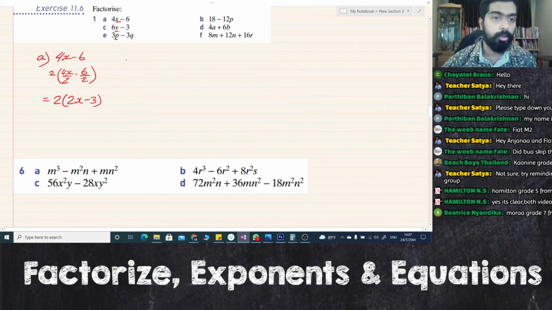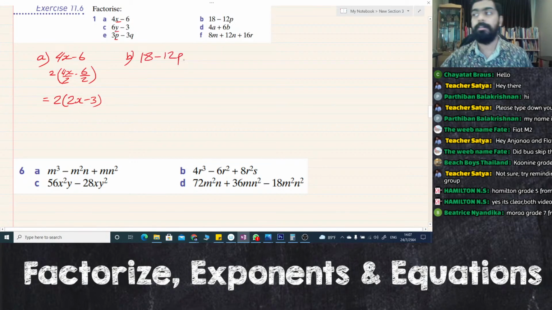Now let's go to question B. Again, let's start off by writing the question down: 18 minus 12p. We are going to again bring the greatest common factor and keep it in front of the bracket. The greatest common factor of 18 and 12 is 6, so we'll put 6 in front of the bracket.